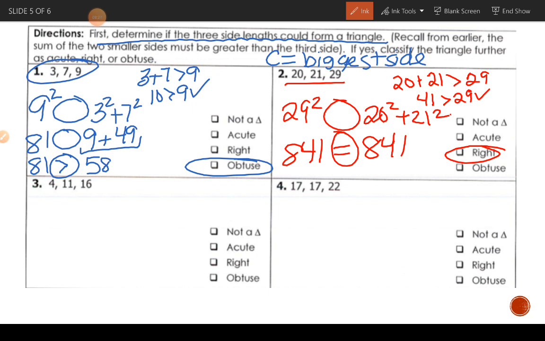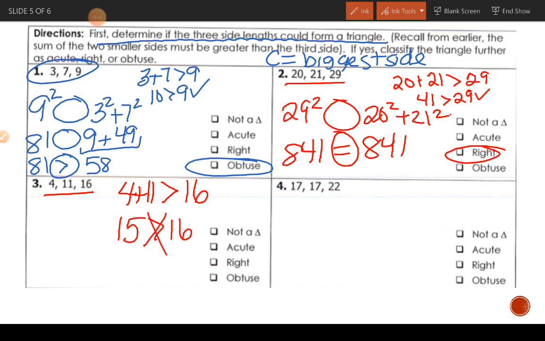Okay, so I'm going to do 2 more examples here. So here we have 4, 11, and 16. So again, the two smaller ones, 4 plus 11, that needs to be greater than 16. Well, 4 plus 11 is 15. 15 is not greater than 16. So that's it. We don't even have to move on. We are not a triangle at all. Okay.